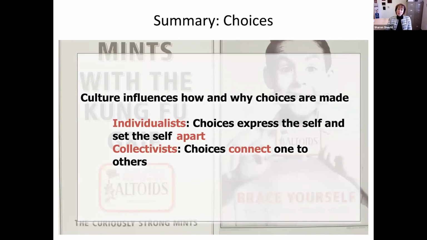So to sum up, the choices that consumers make are influenced by culture. For individualists, choices express the self and set the self apart from others. And so being able to make one's own choices is important and motivating. And when you can make your choices, you choose things that set you apart. But for collectivists, choices connect one to other people. So you're happy to have other people choose for you. It's not upsetting. And if it's someone important to you, like your mother, it's actually motivating. And when you're allowed to make your own choices, you tend to make choices that connect you to other people or help you to fit in with them.